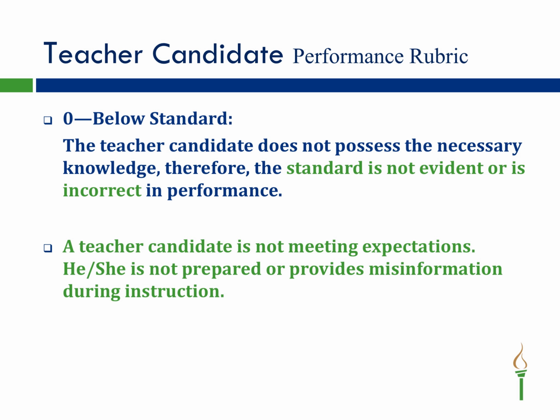A score of 1, emerging, indicates that a teacher candidate is able to articulate the necessary knowledge, but does not demonstrate it in performance. A teacher candidate who scores a 1 may be able to share their knowledge through a lesson plan or discuss it during a pre- or post-conference, but does not demonstrate the standard during instruction.